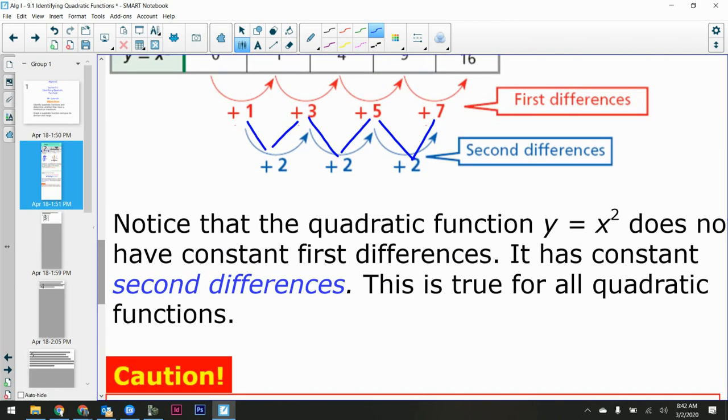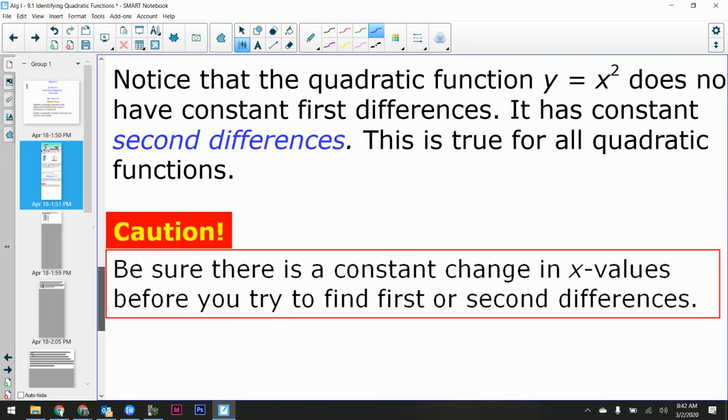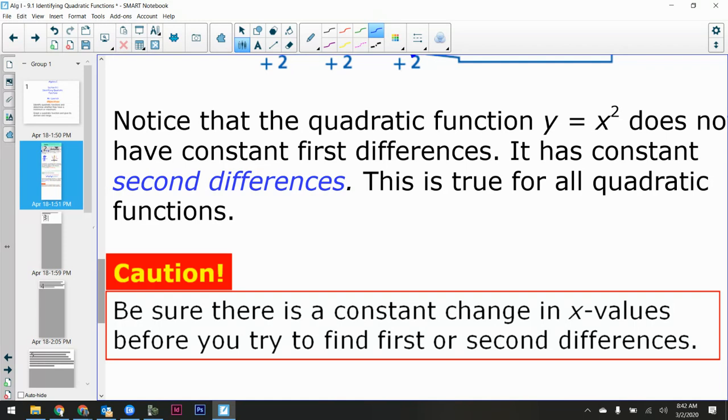Notice that the quadratic function does not have constant first differences, but it has constant second differences. Be sure there is a constant change in x values before you try this second difference test.